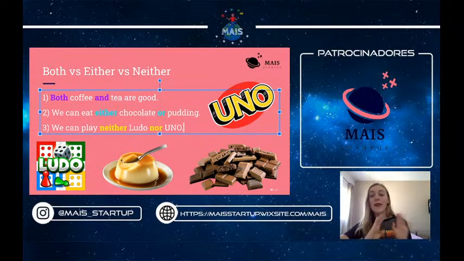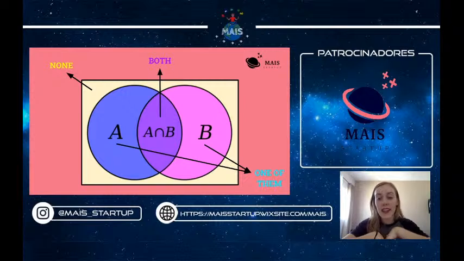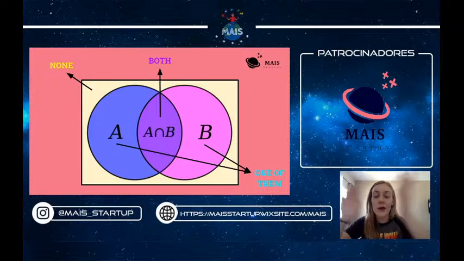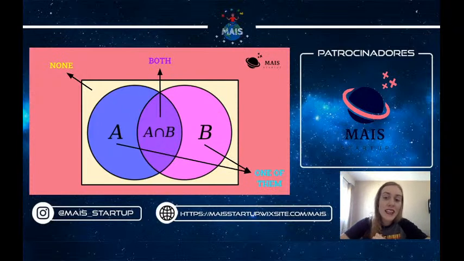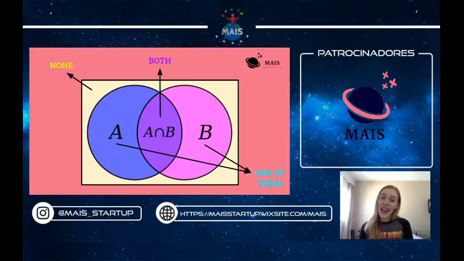So here's a little graph to make things easier. I don't know if you have seen this in math before, but we have two circles, and let's say that A is our first option and B is our second option, just as we have been talking before. So we could say that A is chocolate and B is playing Uno, okay? If I can do both, if I can eat chocolate and I can play Uno, we're talking about this purple part of the diagram. We're talking about both. And when we're talking about both, we use both and.